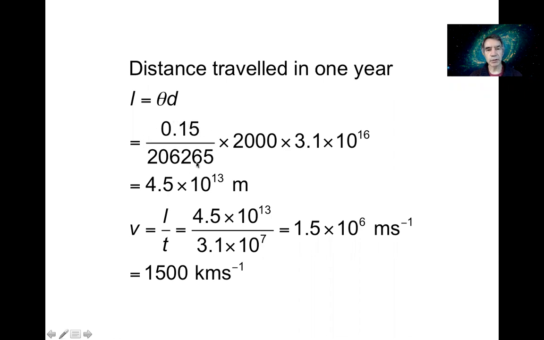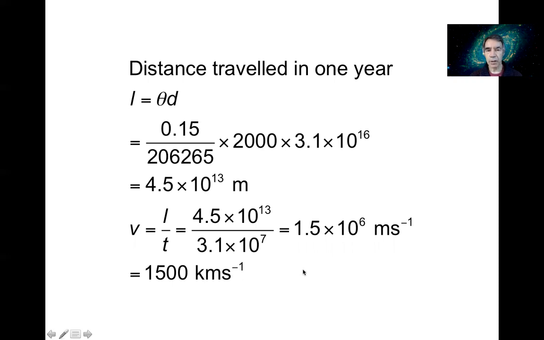So here's 0.15 arc seconds, convert to radians, multiply by the distance, which was 2 kiloparsecs. So that gives you that number of meters. And then to work out the speed, it's just distance over time. So it travels that far in 1 year, which is just over 3×10⁷ seconds. That gives us this number of meters per second, which is about 1,500 kilometers per second. Okay, so it's still quite a young supernova remnant, still hurtling along at thousands of kilometers per second.